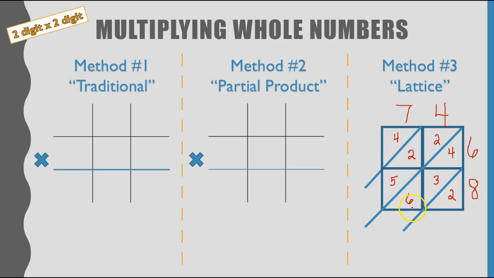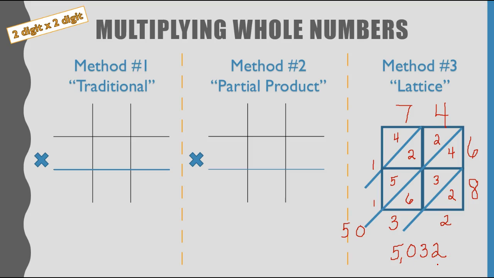And now all we have to do is add these diagonal rows. So I'm going to start all the way to the right. This is just a 2. 4 plus 3 plus 6 is 13. I'm going to carry my 1. 2 plus 2 plus 5 plus 1 is 10. Carry my 1. And that would be 5. So again, we get the same exact answer, 5,032.